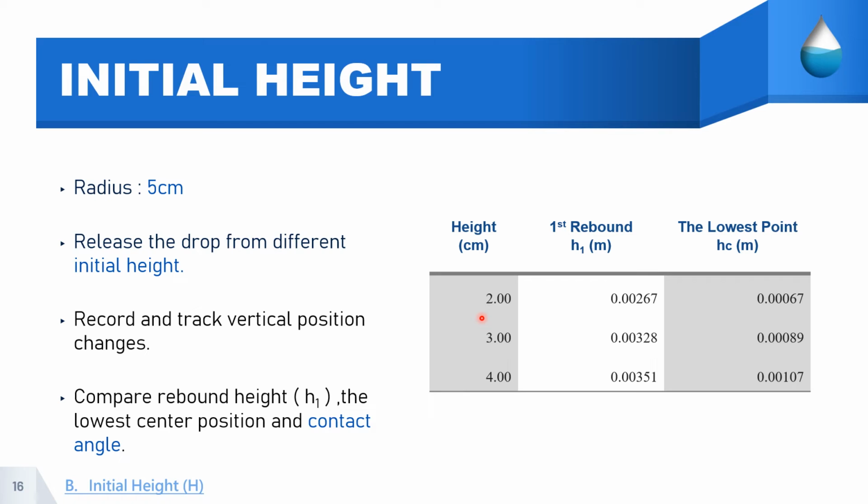The second one is initial height. We set the radius at 5 cm and release the drop from different initial heights, and record and track vertical position changes. Compare rebound heights, the lowest center position, and contact angle. So we test the 3 different data from 2 to 4 cm heights and investigate the first rebound heights. We can see the bigger the initial height is, the bigger the rebound height is, and the bigger the lowest point HC is.